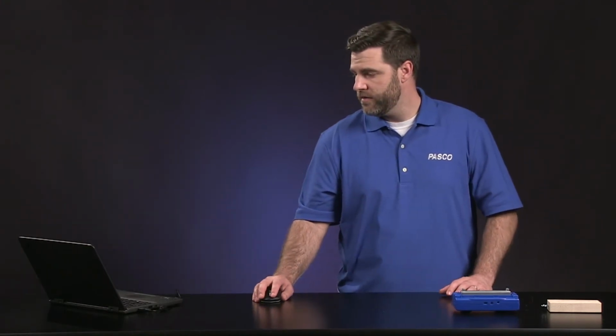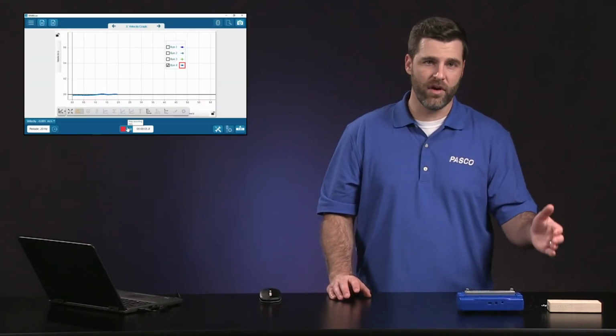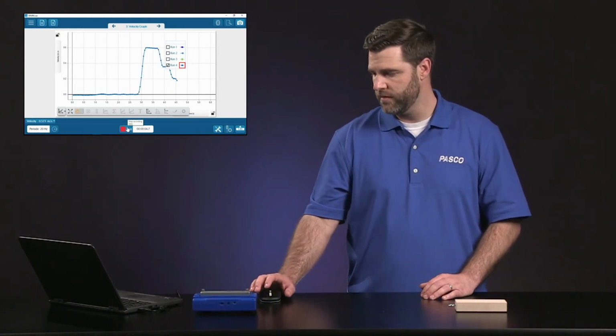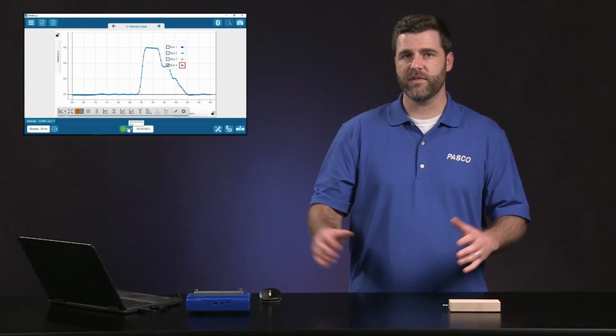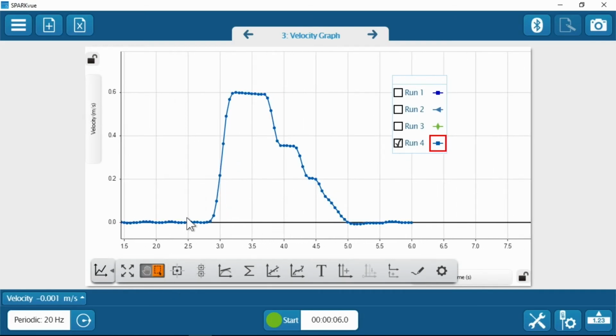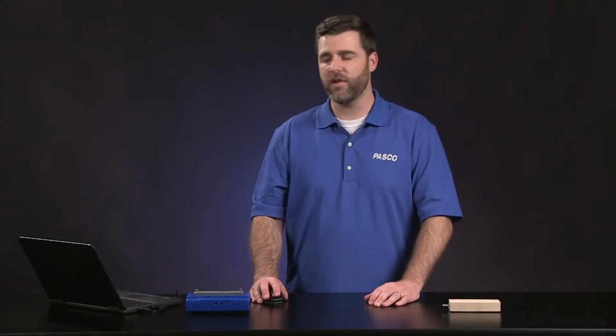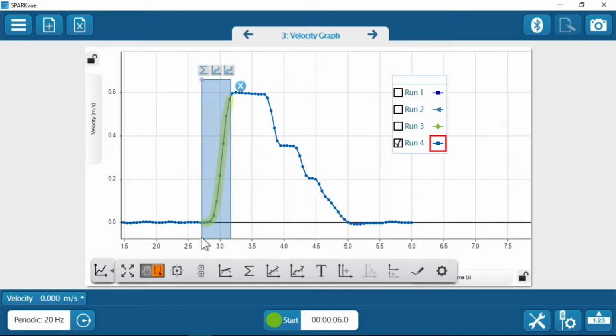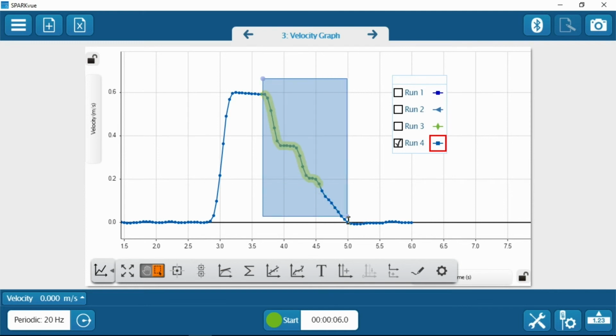Now, start recording data and then give the cart a push. Stop recording data when the whole system has come to rest. In the graph, students should identify where the cart is being pushed, where the cart rolls freely, the point where the string becomes taut, when the friction block is sliding, and where the cart and block come to rest.